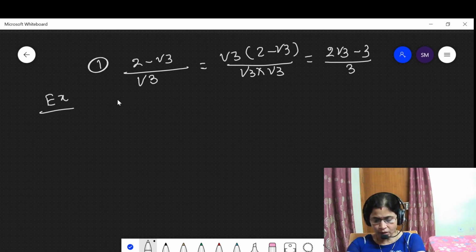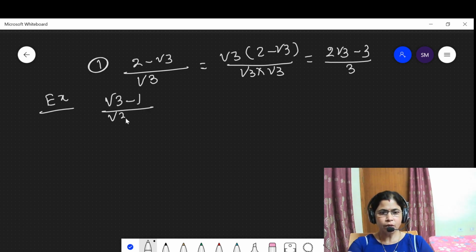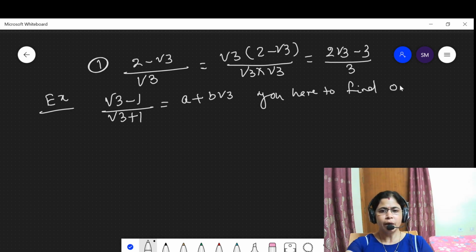Now let us solve another question. Here another question is given. Rationalize the denominator: root 3 minus 1 upon root 3 plus 1. Here you have to rationalize the denominator, and the question is given as equal to a plus b root 3. You have to find out the value of a and b.